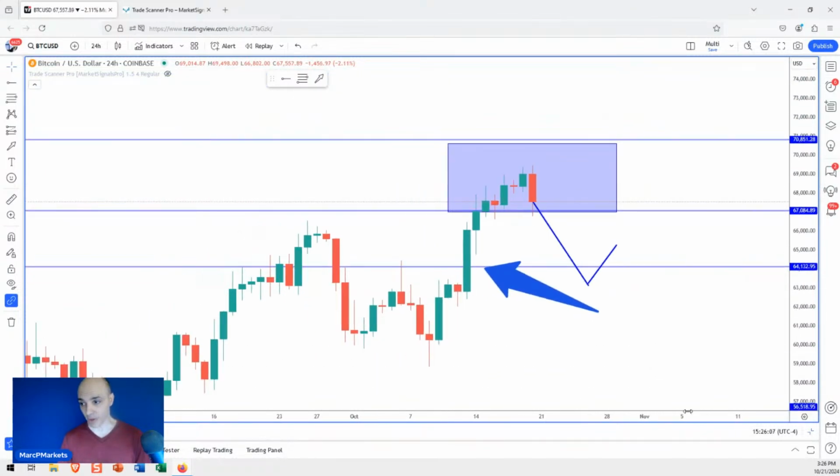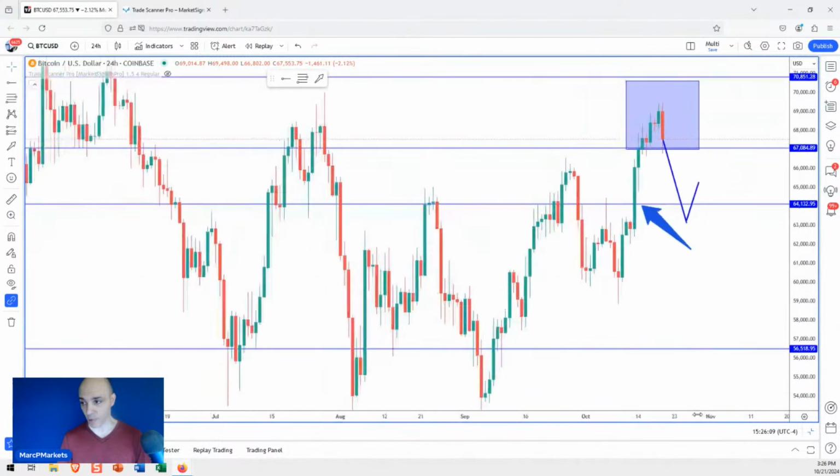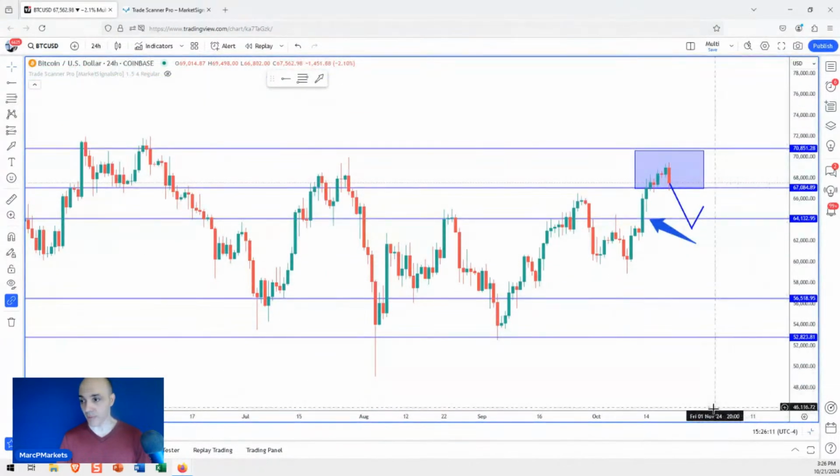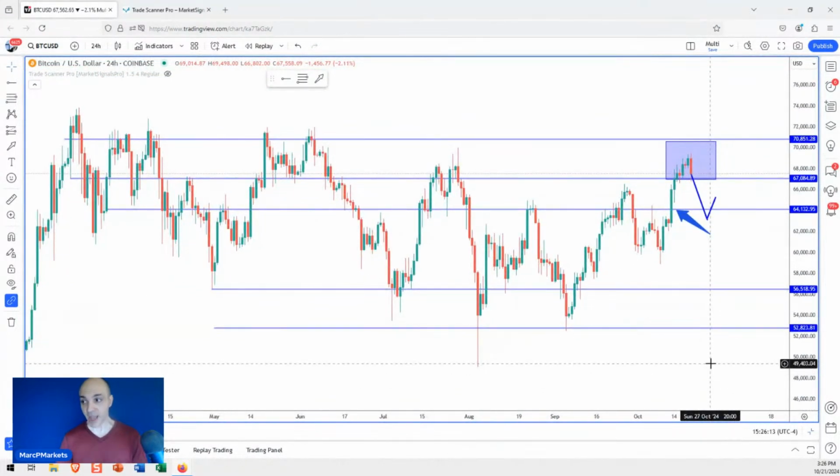We may not get one right away. You have to understand something real quick. I have to zoom out because I have to point this out here. Bitcoin is not in a particular trend on the bigger picture right now.